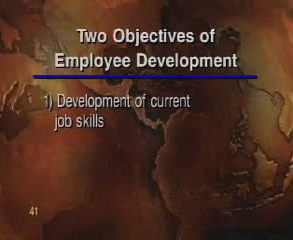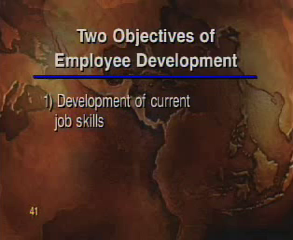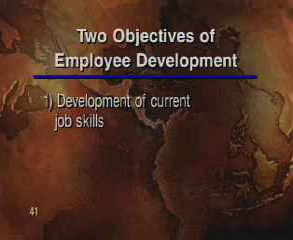Employee development includes two objectives. The first of these is the development of current job skills. Best practice is to provide a significant number of hours of training every year for all employees, typically in the neighborhood of 40 hours a year. This comes out to something like an average of 1 hour a week or 3 to 4 hours a month.